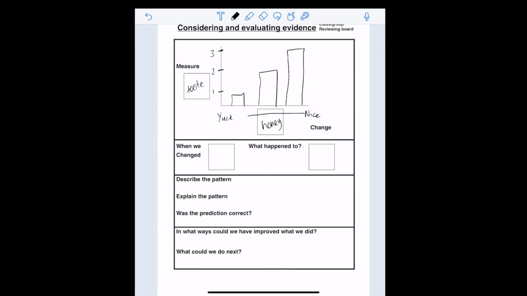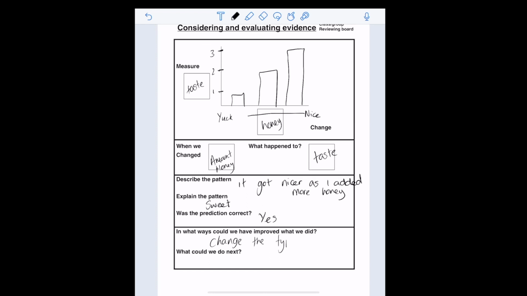So here you can see a simple 1 was yuck, 2 was okay, 3 was nice. So when we change the amount of honey, what happened to the taste? We can then go on to describe the pattern. It got nicer, was my son's result. And then we're explaining the pattern: as I added more honey, it got nicer. And was his prediction correct? Yes.